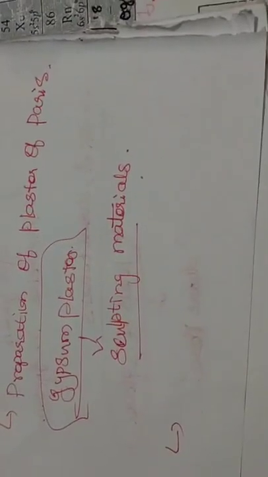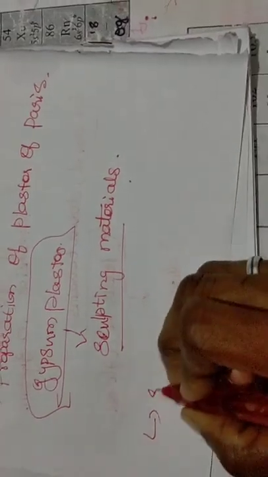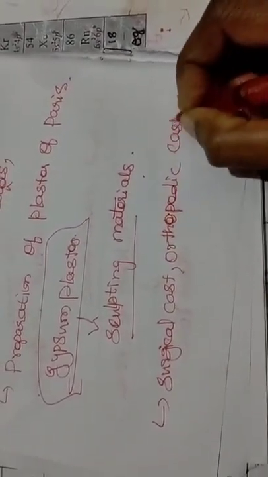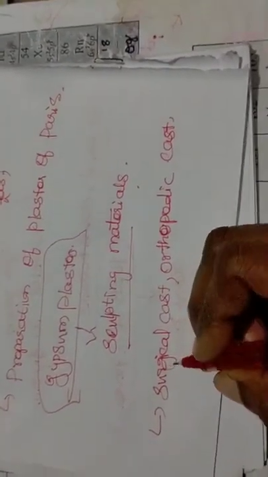Next important use of gypsum: gypsum is used to make surgical casts and orthopedic casts, and also for producing surgical splints and casting molds. So in the medical field we use this for orthopedic casts, and also for surgical splints and casting molds.